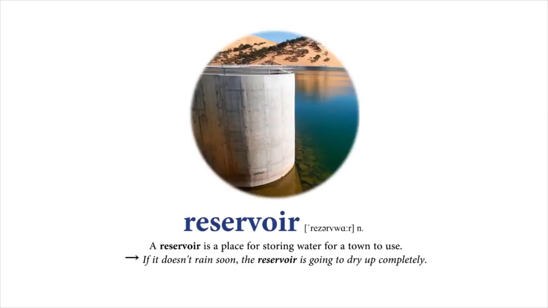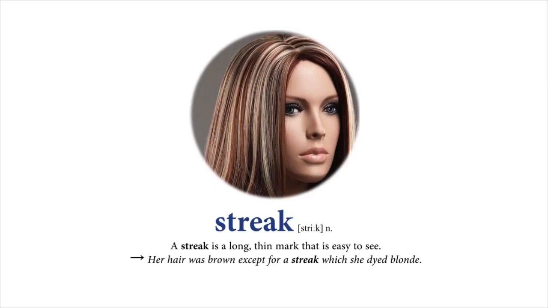Reservoir. A reservoir is a place for storing water for a town to use. If it doesn't rain soon, the reservoir is going to dry up completely. Streak. A streak is a long, thin mark that is easy to see. Her hair was brown except for a streak which she dyed blonde.